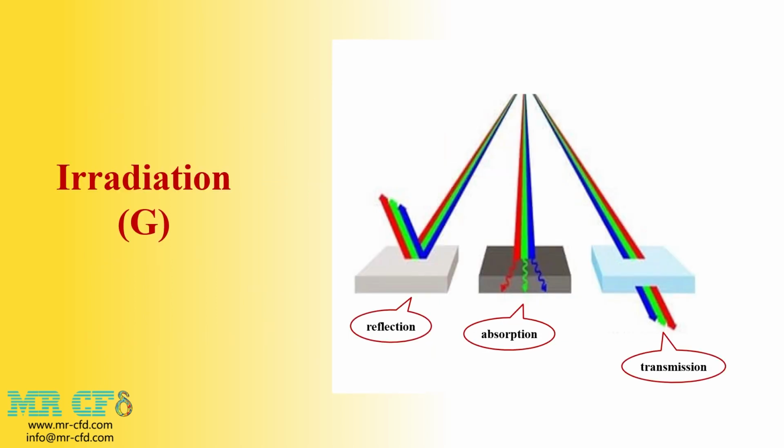Now, I want to talk about a new concept, irradiation. Irradiation is equal to the radiant energy reaching a surface and is denoted by the symbol G. This energy can be divided into three different modes. Some of it is absorbed by the surface, some of it passes through the surface, and some of it reflects off the surface.